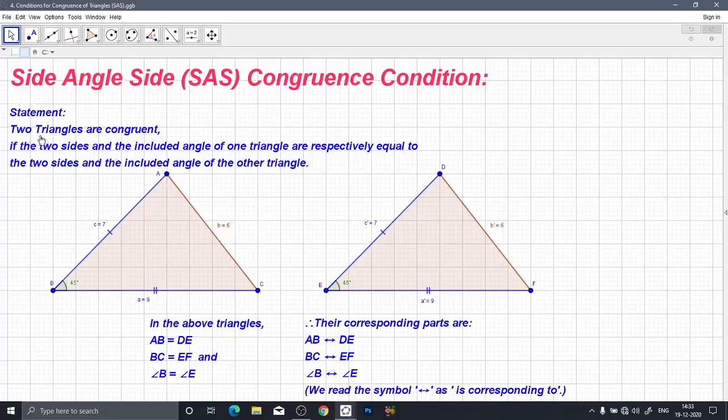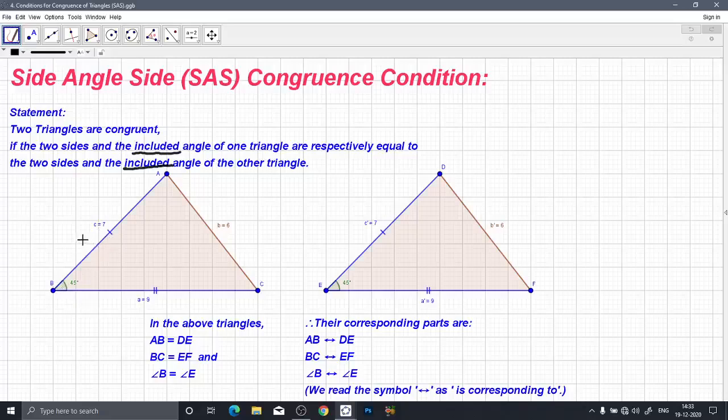Observe the definition once again. Two triangles are congruent if the two sides and the included angle, underline this word included, it's very important, of one triangle are respectively equal to the two sides and the included angle of the other triangle. Here we are taking two sides, AB and BC only. We are not considering CA. The included angle means the angle in between these two sides, which is angle B.